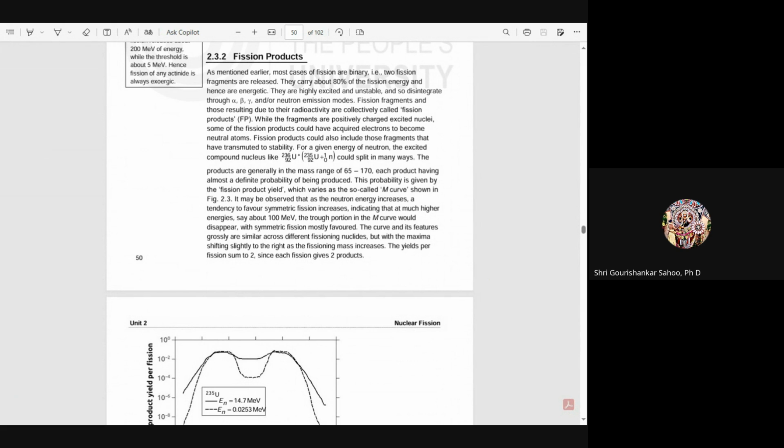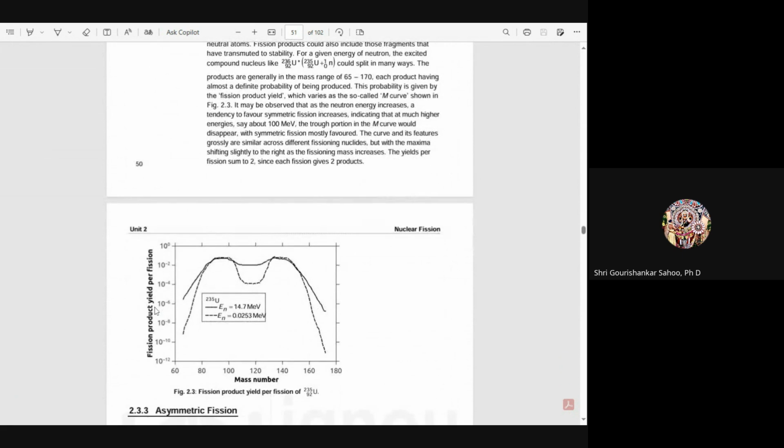For a given energy of neutron, the excited compound nucleus like uranium-236 could split in many ways. The products are generally in the mass range 65 to 170, each product having almost a definite probability of being produced. This probability is given by the fission product yield, which varies as the so-called M curve, as shown on the screen.